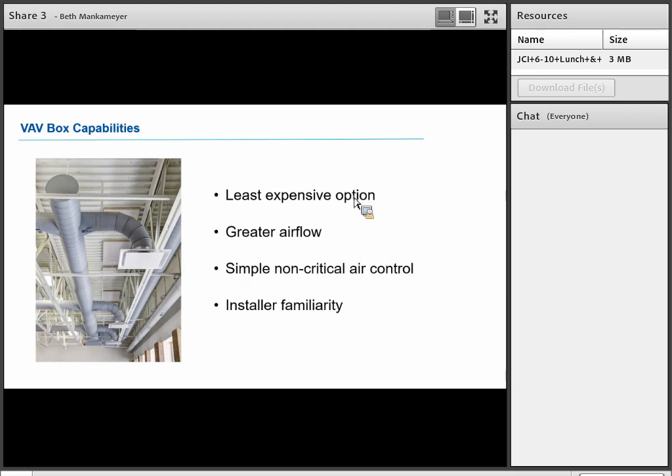And a really good capability is that the installers are usually very familiar with them because they go into a wide range of spaces. So it's always good to have someone show up on the job site and know right away how to install these things.